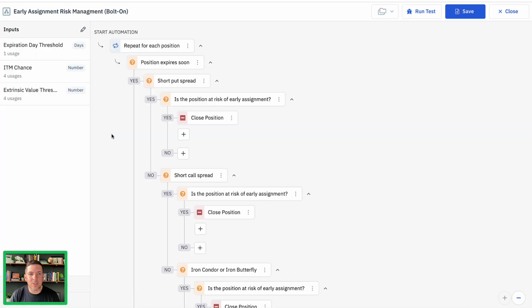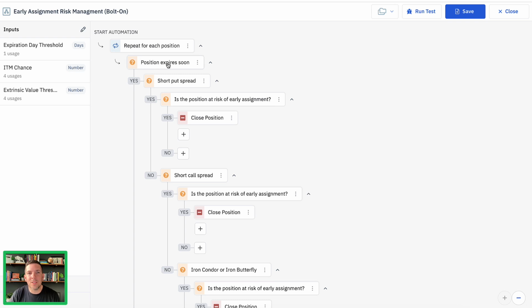So let's take a look at this automation itself and see what it's doing. First thing that it's doing is it's repeating through every position that the bot has. I'm not filtering it at any point right now. I'm not telling it to repeat through only positions with a certain tag. Nope, I want it to be as bolt-on as possible for option sellers. And so in this case, we're going to repeat through each position the bot has.